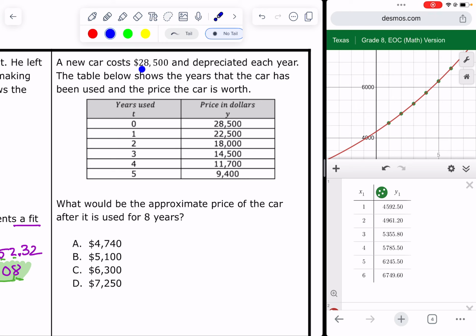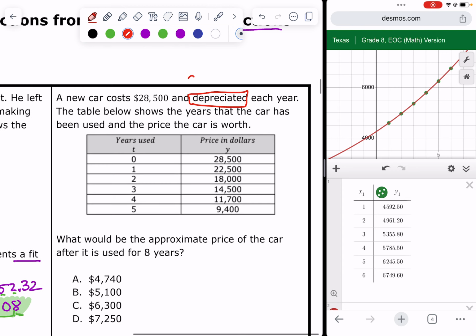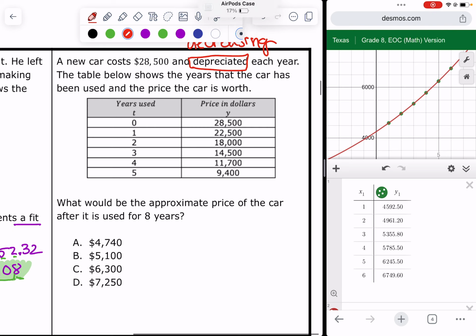A new car costs $28,500 and depreciates each year. Depreciate actually means decreasing, if you didn't know. It's not important for this, but it is important for later. The table below shows the years that the car has been used and the price the car is worth. What would be the approximate price of the car after use for 8 years?